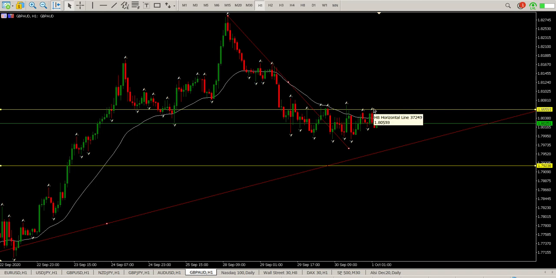So I think for longs, you're looking for 1.80593. Break above it, come back, retest. I'm interested. Okay, for the longs. I'm not interested in the shorts. There's a major trend line here. We're going to have to break below this structure here of 179238 before I look at any shorts on this pair. Okay, so that's pretty short and sweet on that.